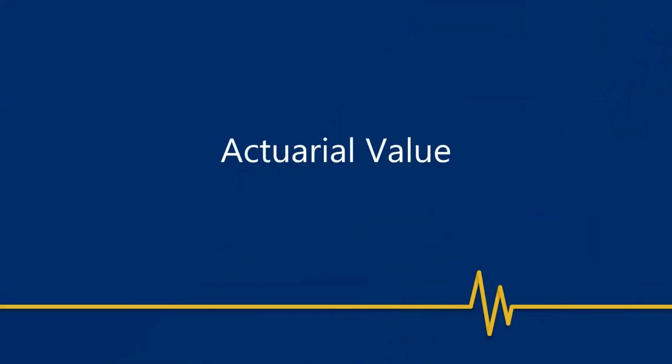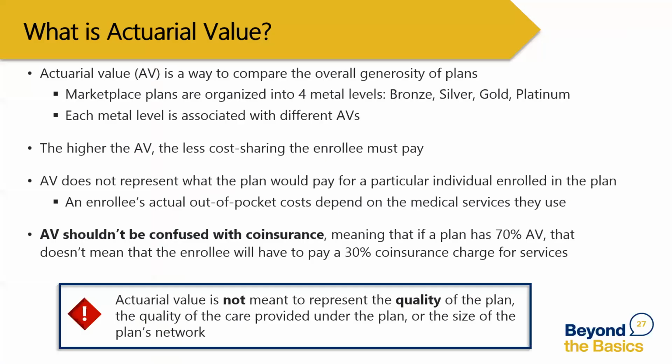So now let's talk about the part you've all been waiting for, actuarial value. And before your eyes glaze over, I'll just say that it's actually a really interesting and important component of health plan design. First, what is actuarial value? Well, simply put, actuarial value, which I'm going to refer to as AV from now on because it's easier to say, is just a way to compare the overall generosity of plans by indicating what percentage of overall healthcare costs a plan will pay on average, and what percentage the enrollee will be responsible for.